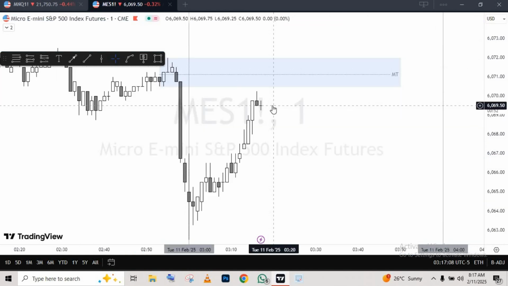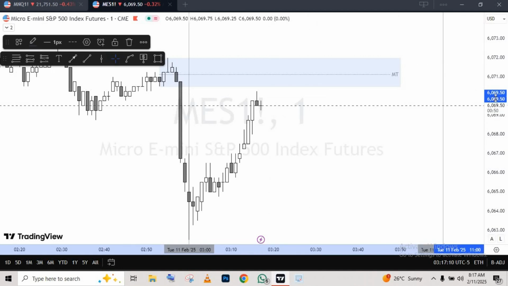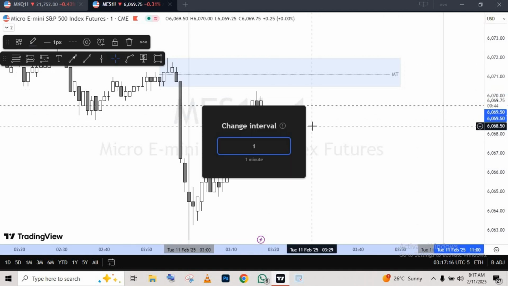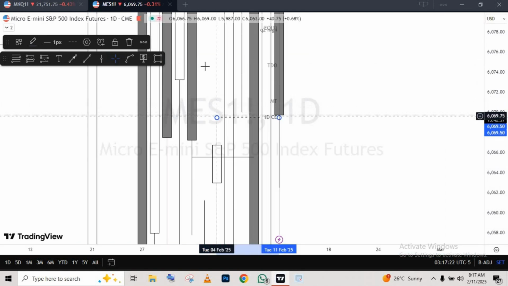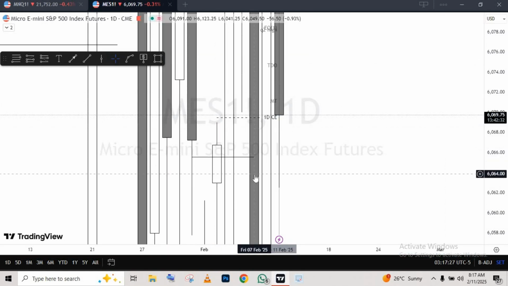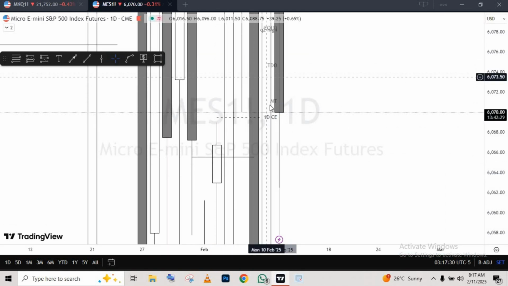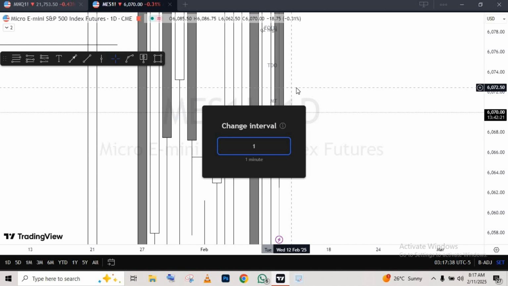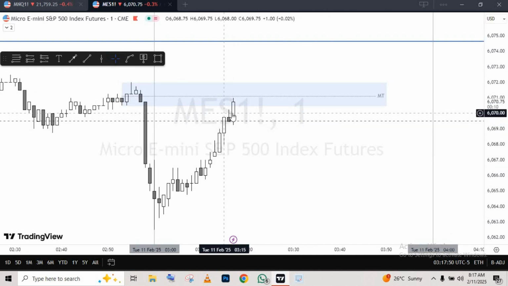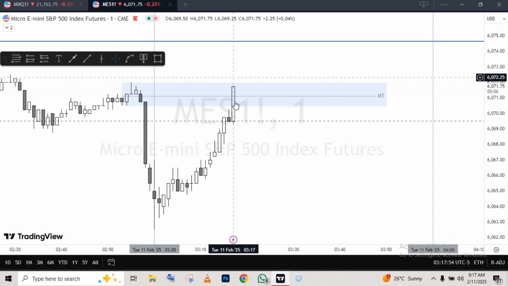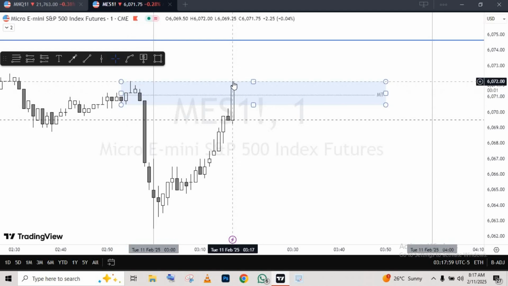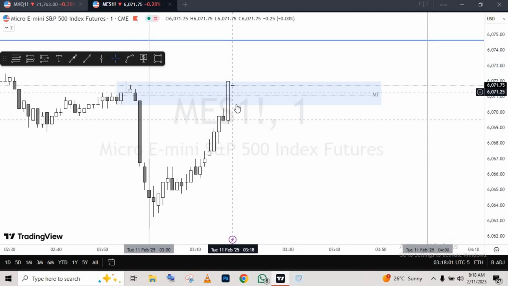So this line that you're seeing here at 6,069.5, that is a daily CE. If we go to the daily time frame, you see this fair value gap here that got inverted and then we retook it to the upside. This is the CE of that daily averaging. So on the lower time frame of 1 minute, that is what you're seeing here. Currently price is using that as a support area to then go above this order block, right? So I want to see if we're going to use this as support.